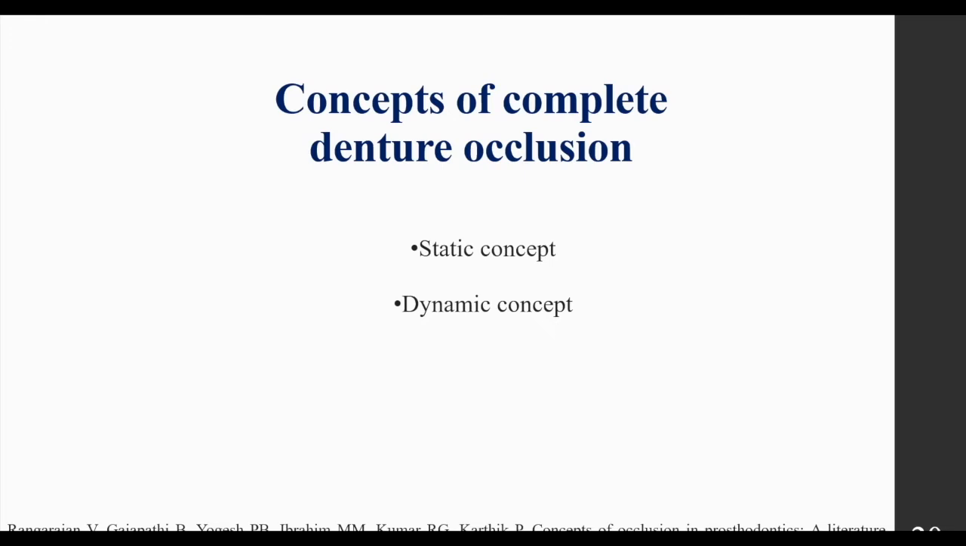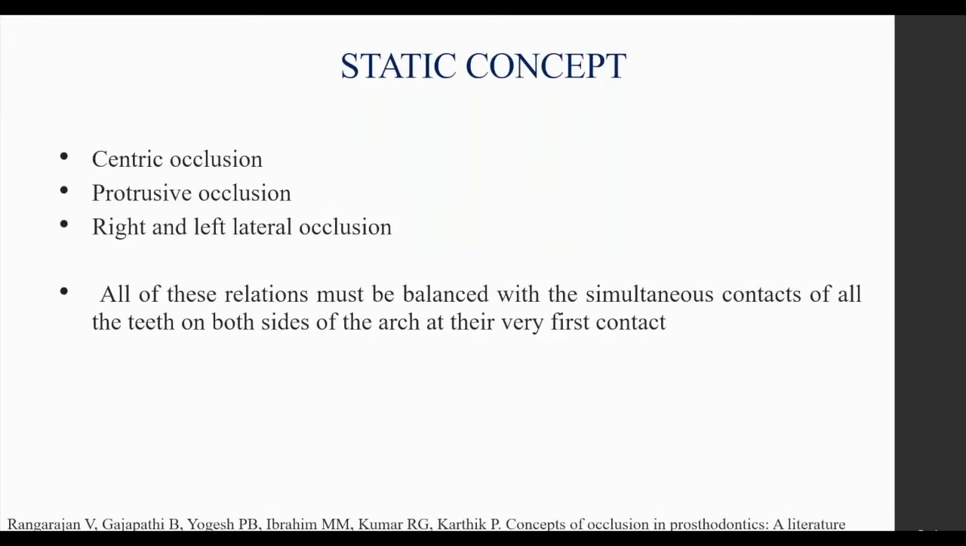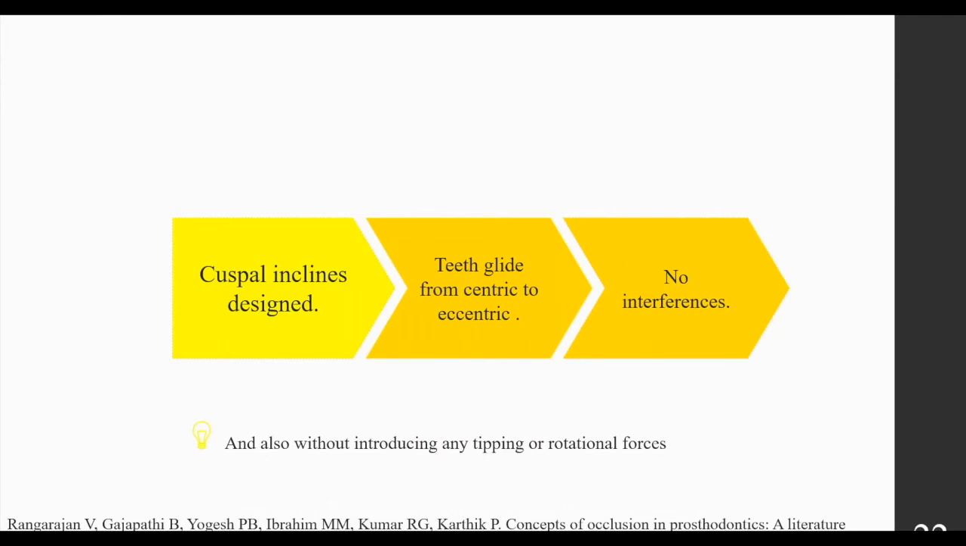Coming to concepts of complete denture occlusion, the static concept and dynamic concept. The static concepts include centric occlusion, protrusive occlusion, and right and left lateral occlusions. These relations must be balanced with simultaneous contact of all teeth on both sides of the arches. Cuspal inclines should be developed so that the teeth glide from the centric occlusion to the eccentric position without interferences and without tipping or rotation.